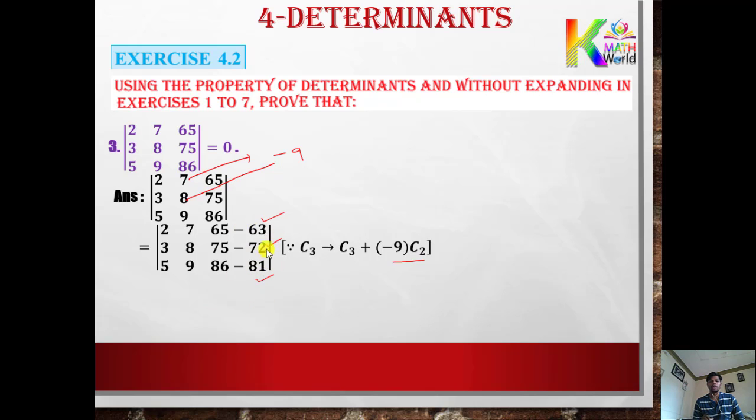Whatever result you got, that got added in which column? The last one. Okay, 65 minus 63, what is the answer? You got 2. 75 minus 72, that is 3. 86 minus 81, that will be 5. So you can see your first column and last column, 2 3 5 and 2 3 5, are identical. That's why using that property you got the answer 0.